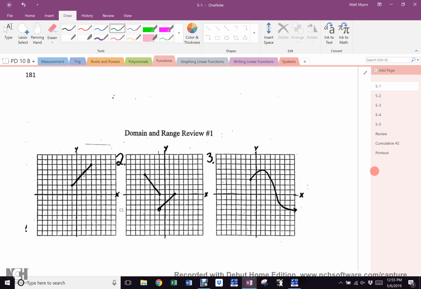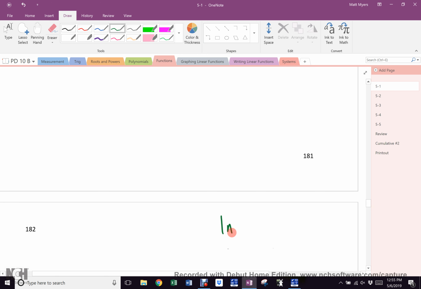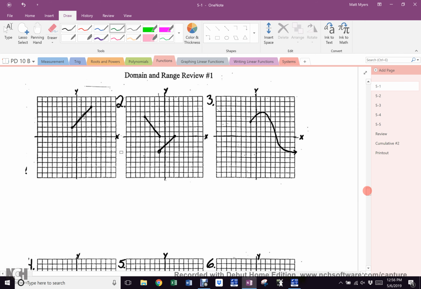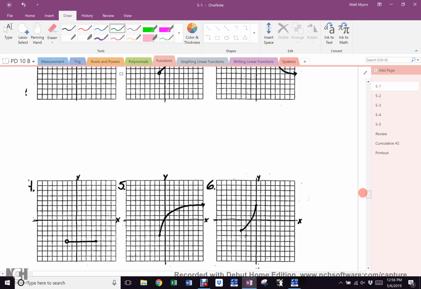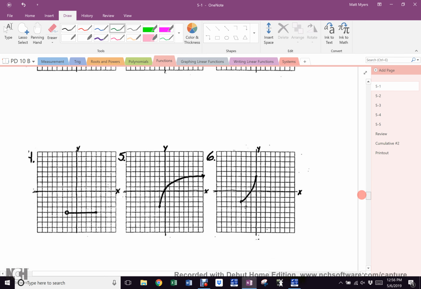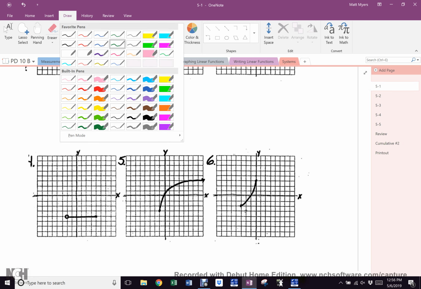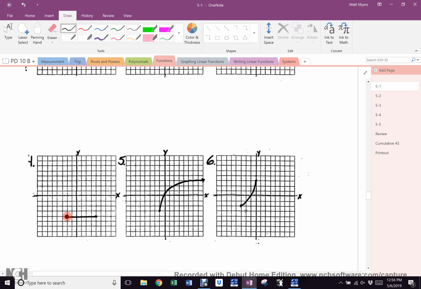Your job, and this is not until Wednesday, is to tell me the domain and range of each of these on page one. I want the domain and range in set notation. On page two, I want them in interval notation. Now, the photocopying is a little crappy. On page one, every dot is closed. Even that one that looks open, even four, every dot is closed.